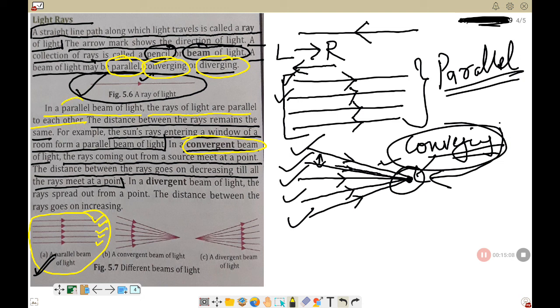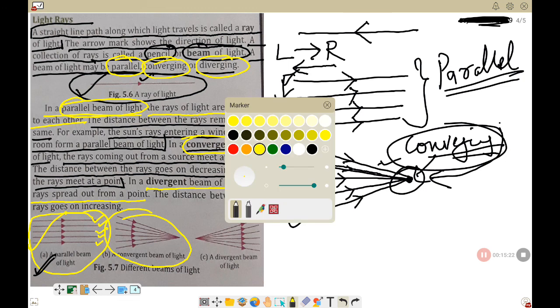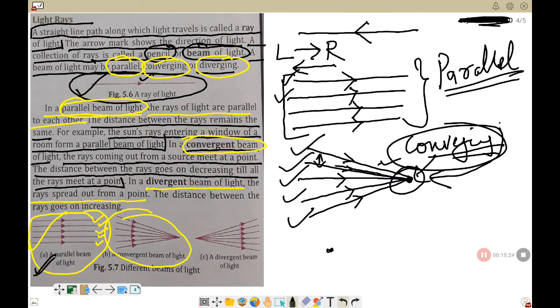The first one was the parallel beam of light. Here you can see the example of a convergent beam of light. Now the last type of beam of light is the divergent beam of light. What happens? The rays spread from a point. So what you will see here, you will have a point. From your point the rays will what? Diverge, means charincha. Understand? In this way, you can see the direction of the light here.